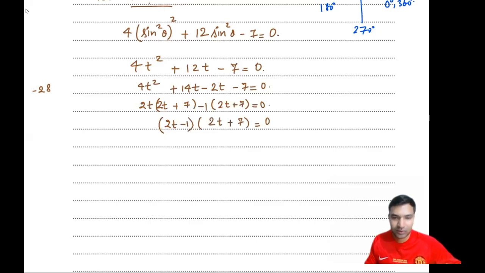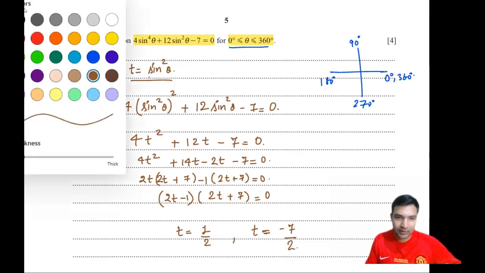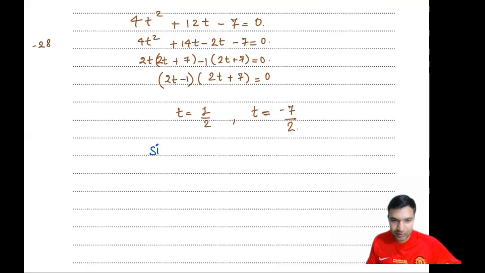And therefore I get the value of t as 1 over 2. And I get the value of t as negative 7 over 2. All right. Now, are these the solutions? No. Let's come back to what we had assumed. We had assumed t is equal to sine square theta, and therefore, substituting it back, sine square theta is equal to 1 over 2. And from here, I get sine square theta is equal to negative 7 over 2.